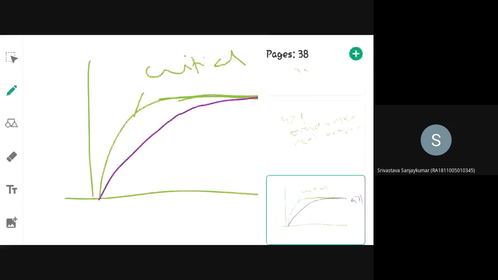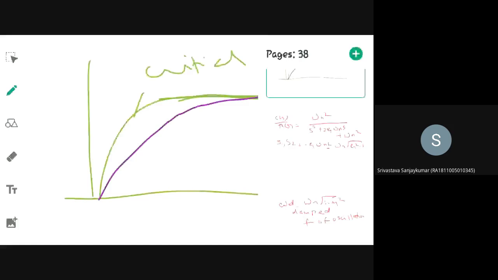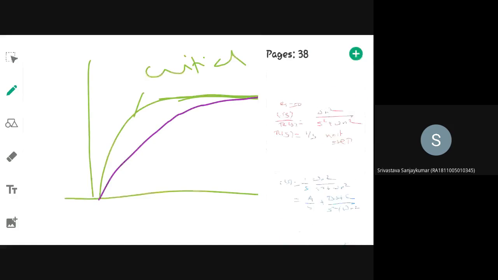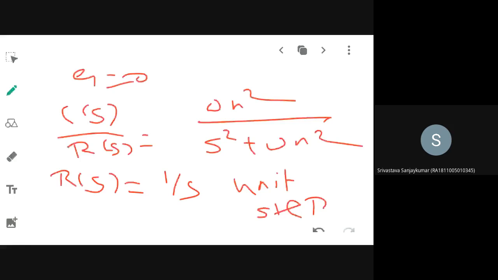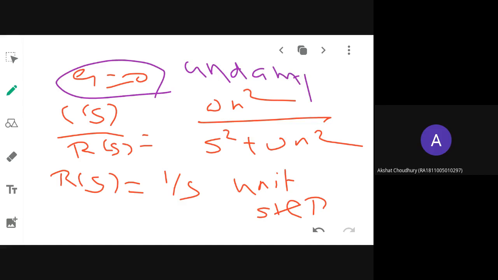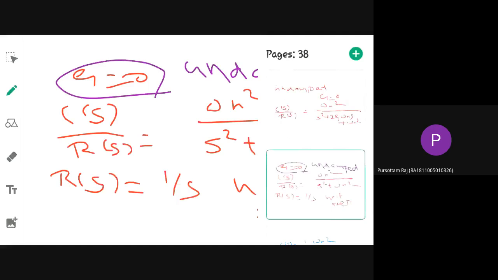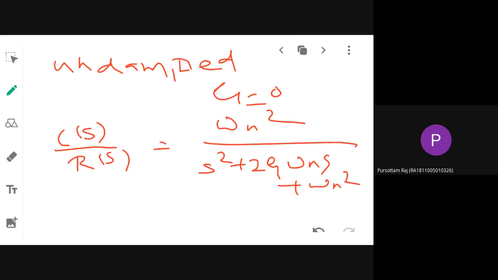Now the next thing is you have to derive the time response. We will be discussing what case now? Here I have taken the zeta value as 0. What system is this? Undamped. What is the original second order system transfer function that you will be having? The general transfer function.